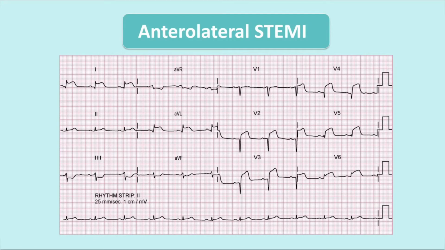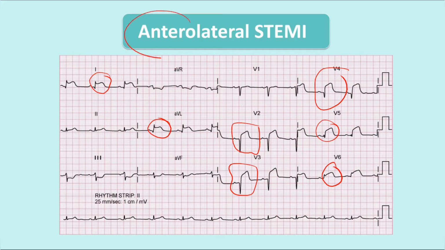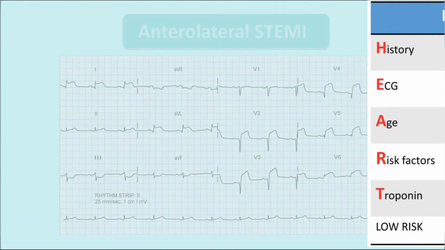This patient has ST elevation in lead 1, aVL, V5, V6. So this is lateral MI, but it's also associated with ST elevation in leads V2, V3, V4. So this is anterior, so anterolateral MI. If the ST elevation is only in lead 2, lead 3, and aVF, this is called inferior MI, inferior wall myocardial infarction.